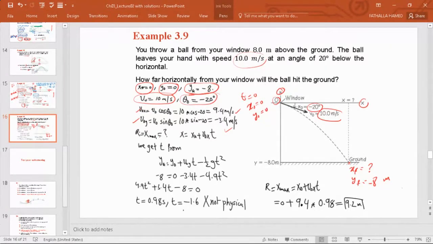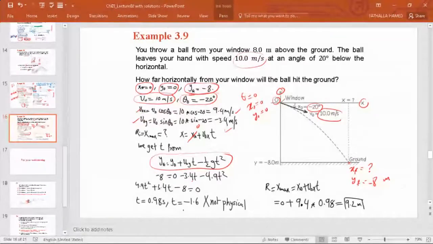Now your range, where x is equal to x0 plus v0x t, is what you want to find out. And of course, this will be equal to 0. You already know this value, but you need to get the time to reach this point here. For the time, you can use this equation: y final equals y0 plus v0y t minus 1/2 g t squared. Y final is minus 8.